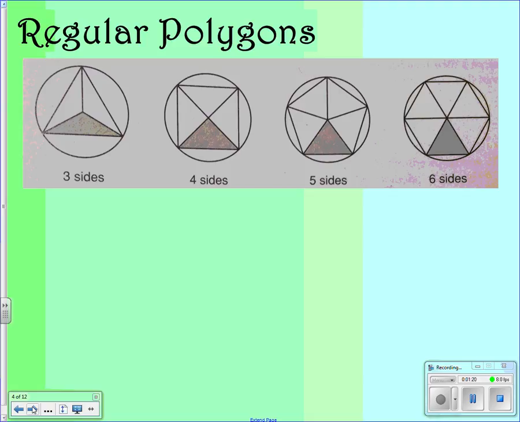So if you look at these regular polygons, do you see how we can split the triangle into 3 similar triangles, the square into 4 similar triangles, the pentagon into 5 similar triangles, and then the hexagon into 6 similar triangles? We are going to use those triangles in order to find the area of the polygon that they give us.